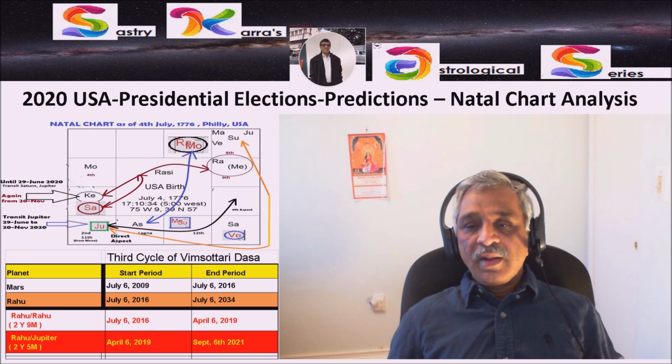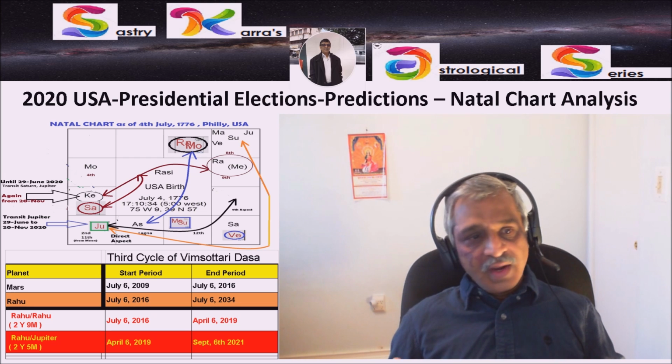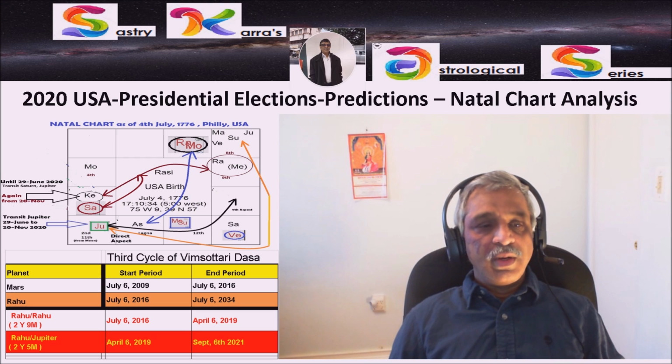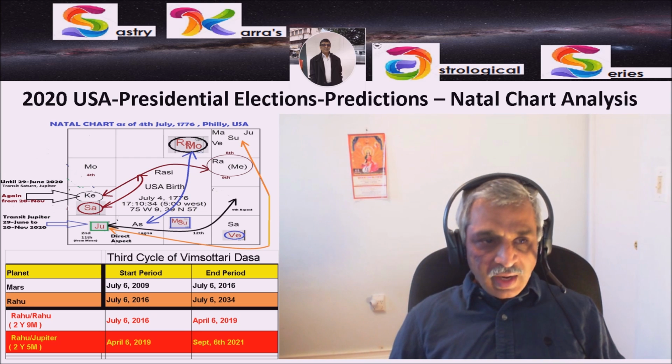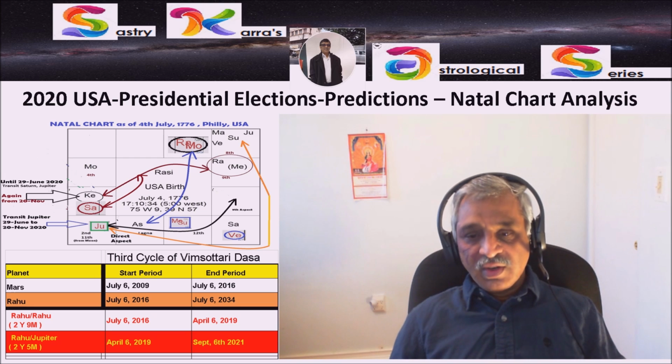And then in the 10th house, the Sun is the lord, and fortunately the 10th house is empty. In the 11th house you have Saturn, the 3rd and 4th house lord, residing.